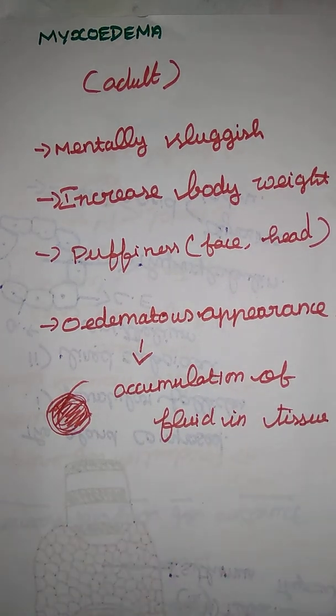Okay, and here that is the myxoedema. So that's it for myxoedema. So we have completed our hypothyroidism. Let me move on to the next topic, that is the hyperthyroidism.